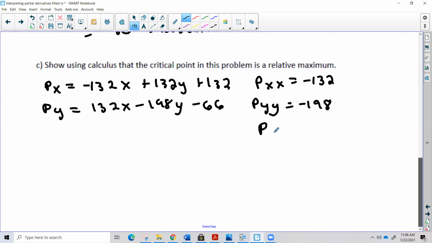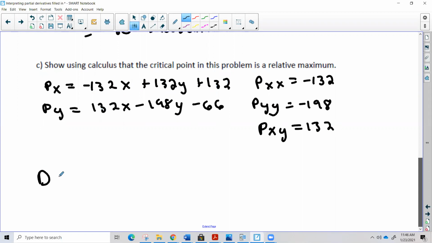And then I need the derivative of P of xy. So I'm going to take the derivative of P of x with respect to y. So now I'm treating x's as constants. So this is 0, this is 132, and this is 0. So I just get 132.